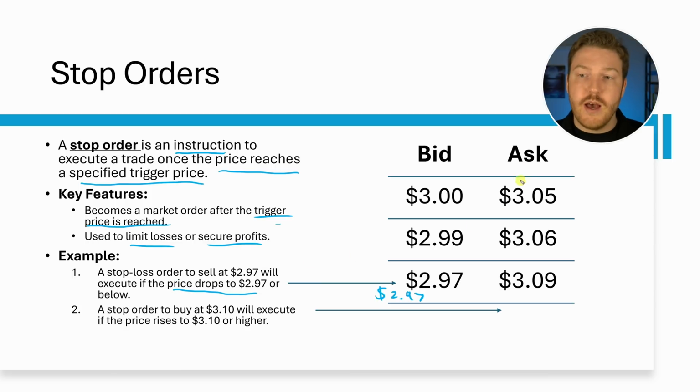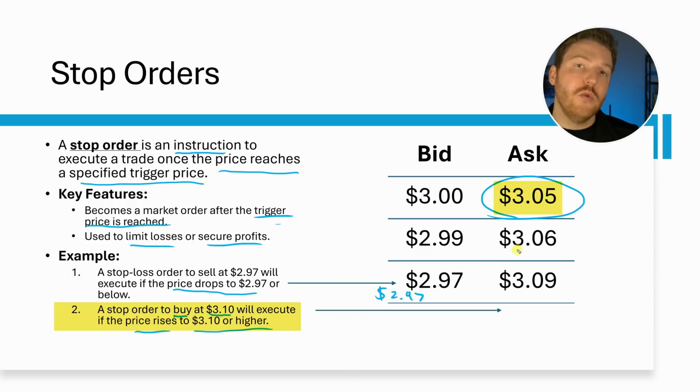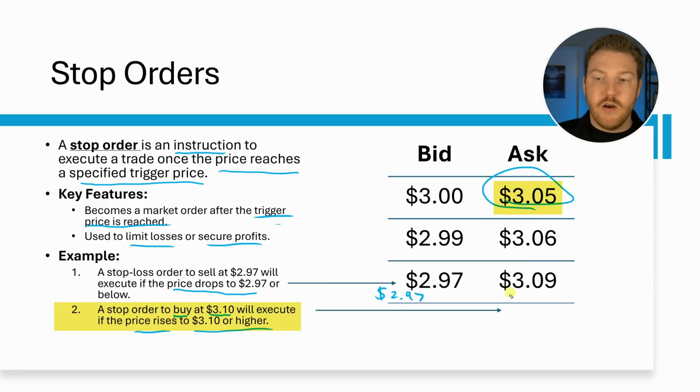Now we could do that on the flip side, on the ask side or the buy side. So we could place a stop order to buy at 310, which will execute if the price rises to 310 or higher. So right now we could buy this for 305, but let's say we only really want to buy this asset if the momentum is really swinging in the right direction. So we might say, I don't really want to buy this right now at 305, but if it rises to 310, I want to buy it then because there's good momentum with this asset.